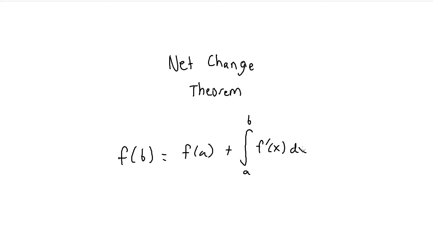Sometimes you'll be given a defined value like f of a, and you'll be given the derivative equation. And the problem might ask you to find a new value, f of b. In order to find the new value, all you have to do is take the initial value and add it to the integral of your rate of change, which is your derivative equation.